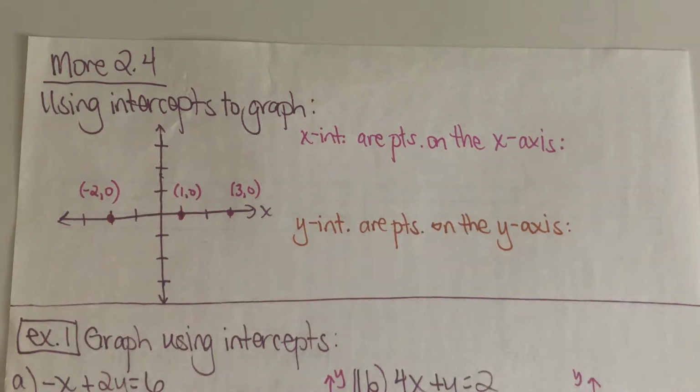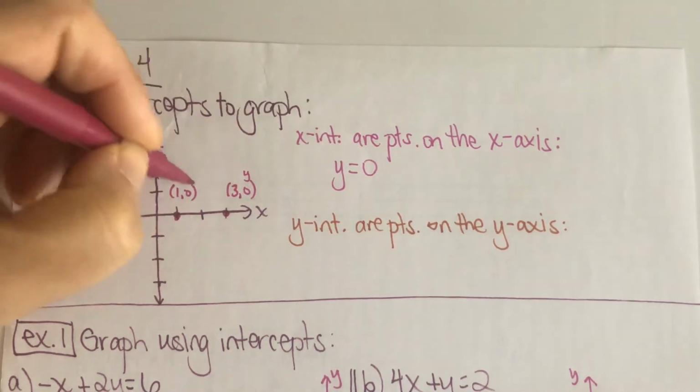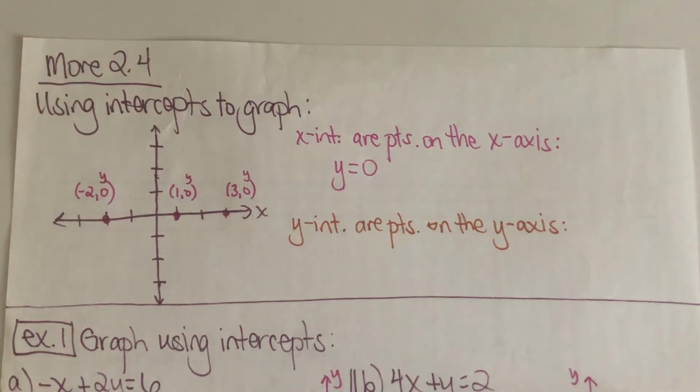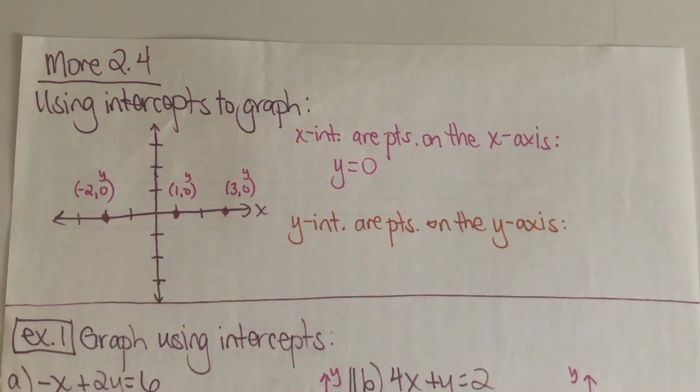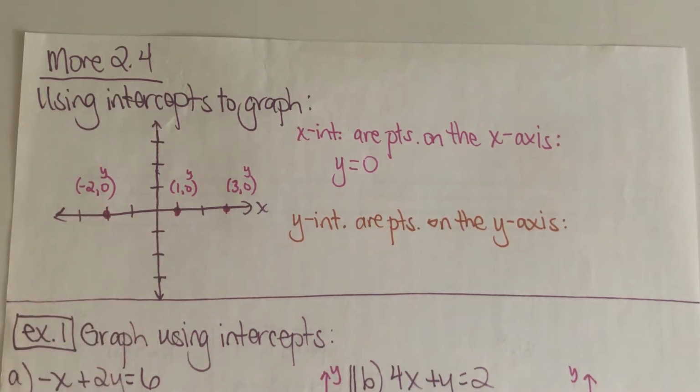So what do all of those points have in common? Those points all have y equal 0. The y value is 0 on all of those. So if I'm finding an x-intercept from an equation, which we're going to do down here, I'm going to make the y equal 0 because I know that that's going to force it to be on the x-axis. Y-intercepts are points on the y-axis.